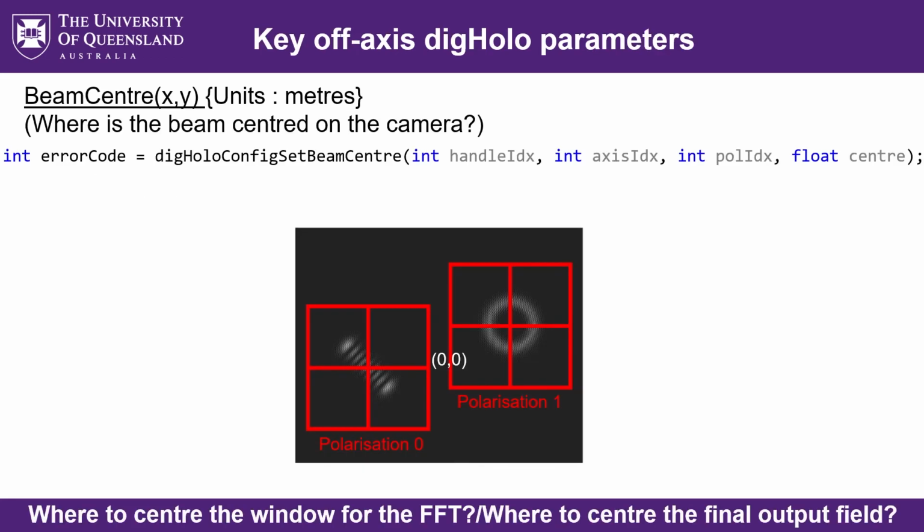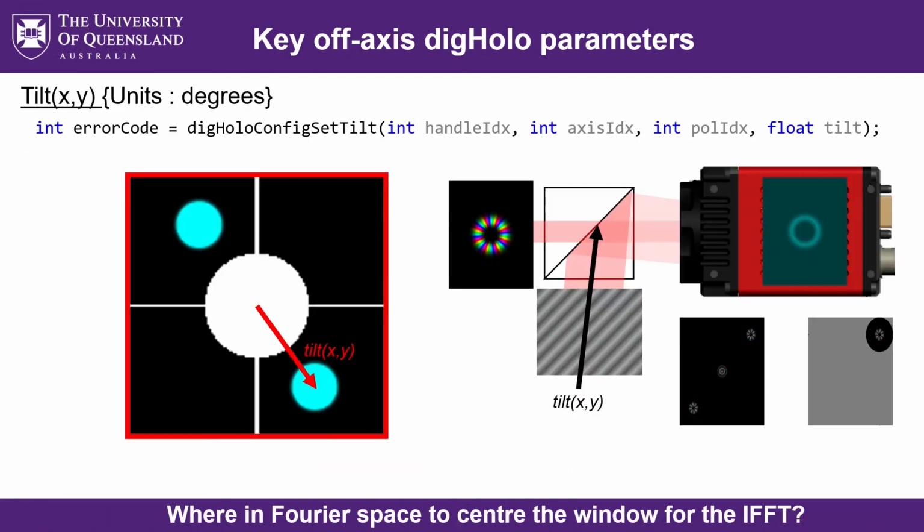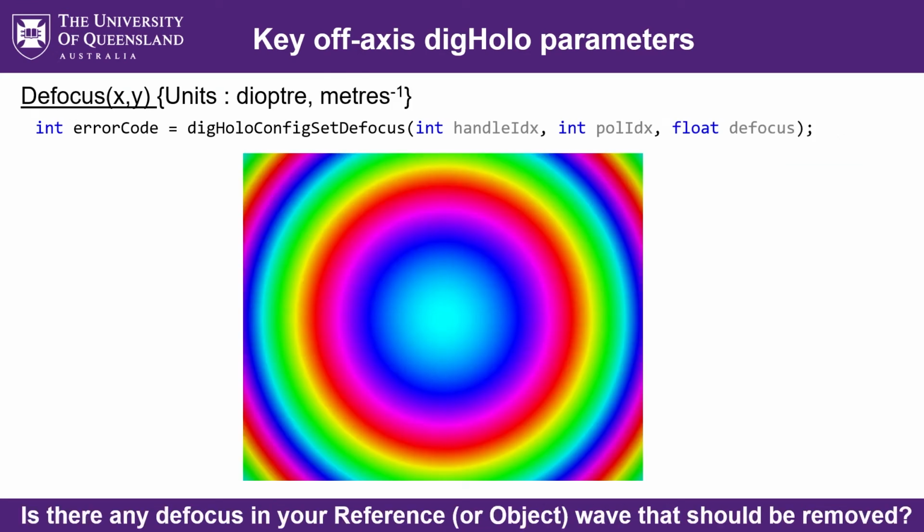So set the beam center position in meters. That centers the FFT window and sets the definition of the center of the field. You can set it for either the X or Y axes and for each polarization component. You can specify the reference wave angle called the tilt. That's in units of degrees by default. And again, you can specify it for the X and Y axes and for each polarization component. This sets the center of the window that will be inverse Fourier transformed. Optionally, you can also specify the defocus of the reference wave. So if your object wave and your reference wave have some relative defocus that you want to remove, you can also specify that in diopters, inverse meters.